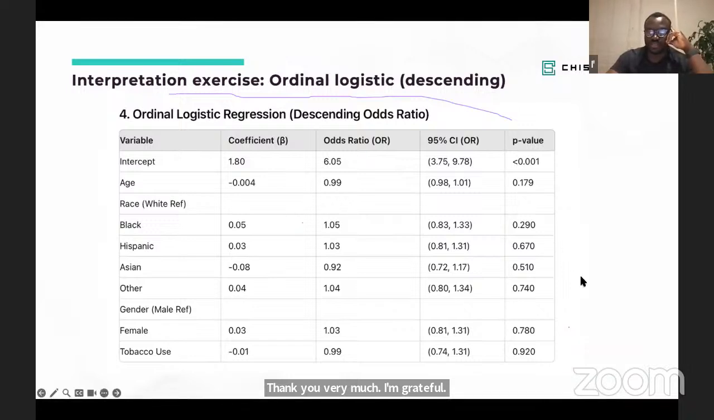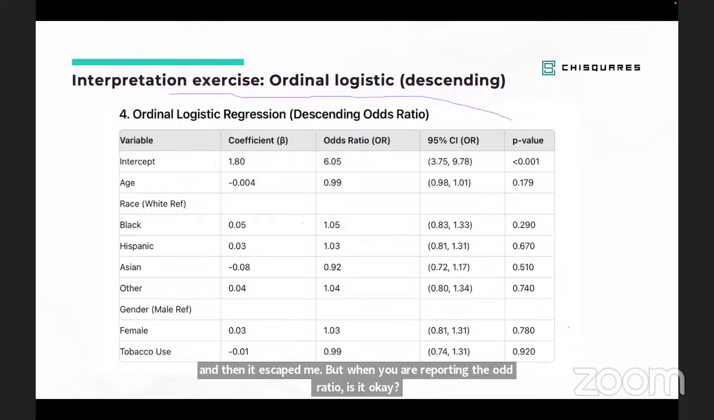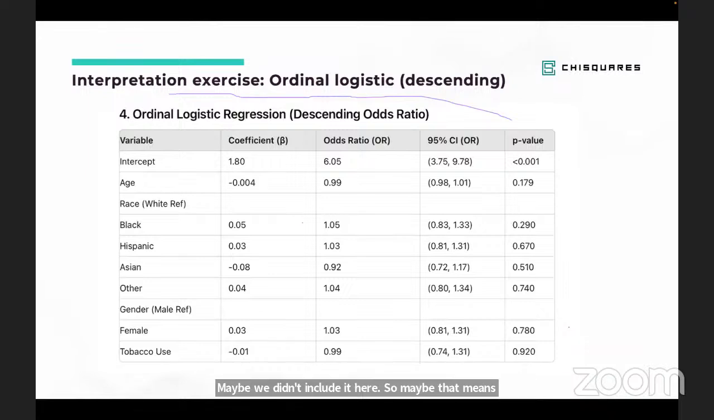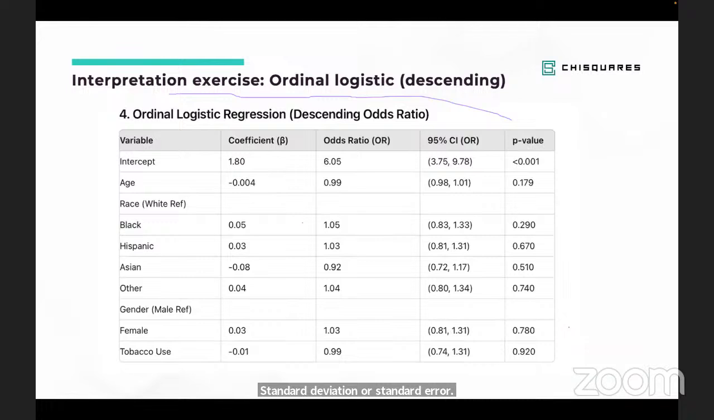All right. Any other questions? Diego, hi. Yeah, thank you very much for the opportunity. I always enjoy your class. I don't know whether you've mentioned this already and it escaped me, but when you are reporting the odds ratio, is it okay to include the standard deviation or standard error? If you can include it at any time, which of the two is allowed?